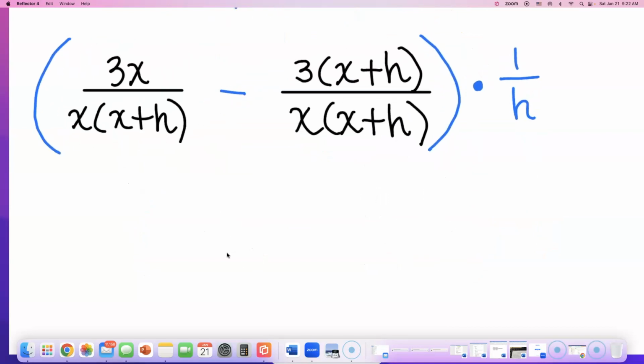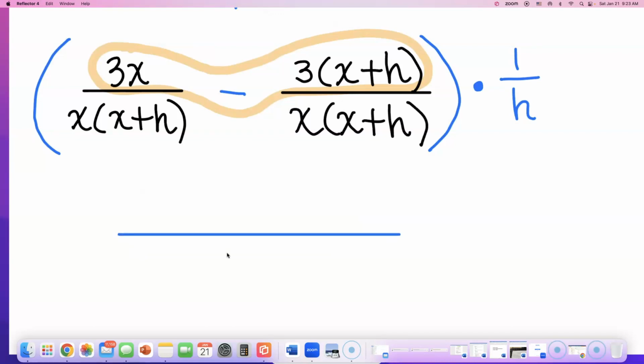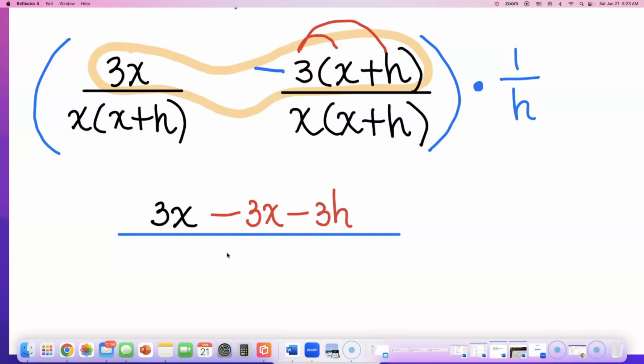So let's do the subtraction of these two rational expressions. The numerator will be 3x minus 3 times x plus h. So if I write that out, I'll make it a gigantic big fraction right here. That will be 3x. Let us distribute this negative 3. That's going to give us minus 3x and what? Minus 3h. All over that same denominator of x times x plus h. Let's bring this multiplication of 1 over h too.